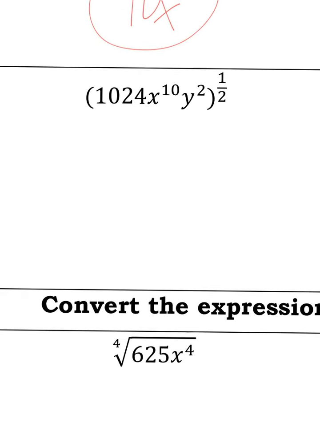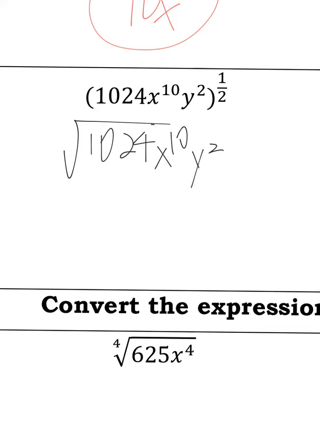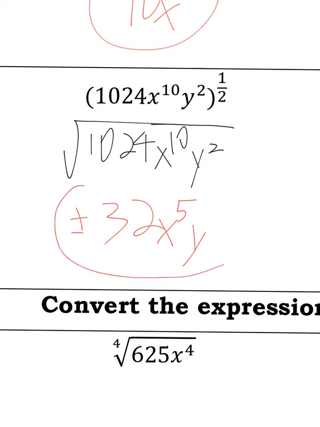The next one, 1/2 power, that's going to be a square root. So what's the square root of 1024 x to the 10th y squared? All right. So the square root of 1024 is 32. And then divide those powers by 2, x to the 5th and y. And then don't forget to throw a plus or minus on there because it's a square root.